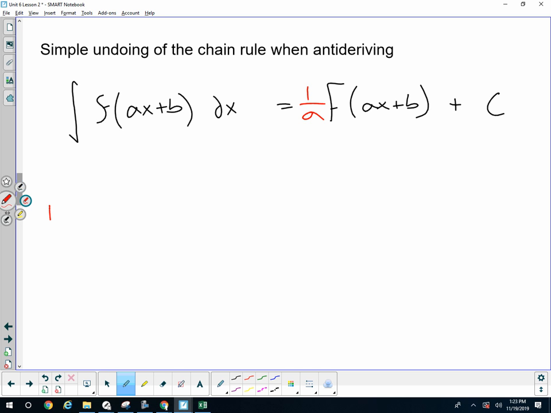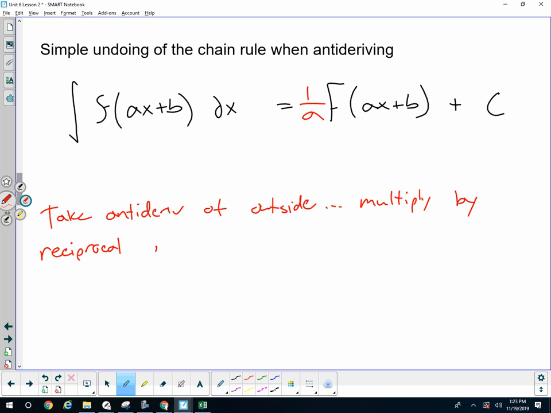So, in words, take the antiderivative of the outside, multiply by the reciprocal of the coefficient of x.